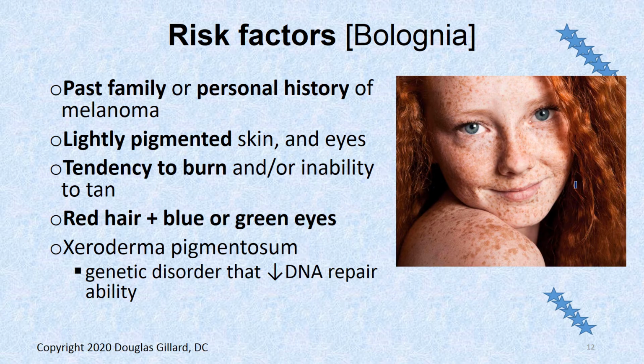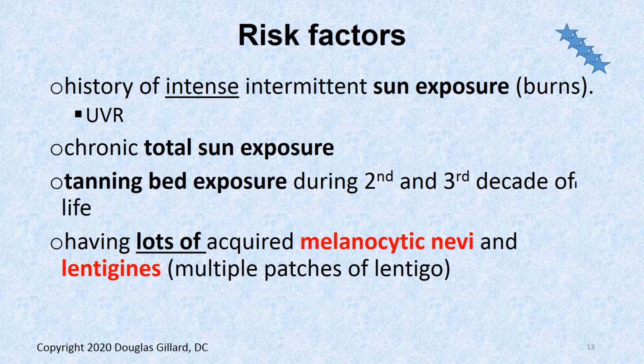A condition called xeroderma pigmentosum is a genetic disorder that also decreases the repair mechanisms of DNA mutations. Those people are at risk. History of intense intermittent sun exposure, in other words, sunburns. The number of sunburns you have is directly related to your chances of getting cancer. Also, chronic total sun exposure is a risk.